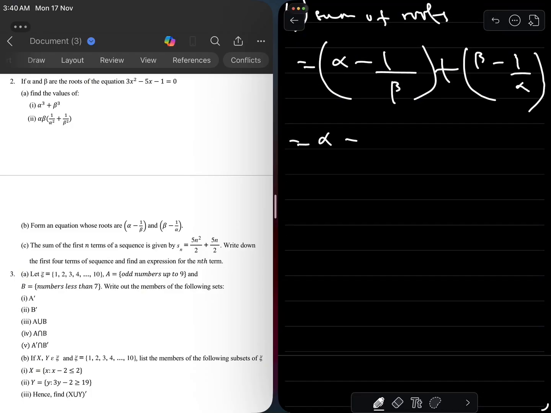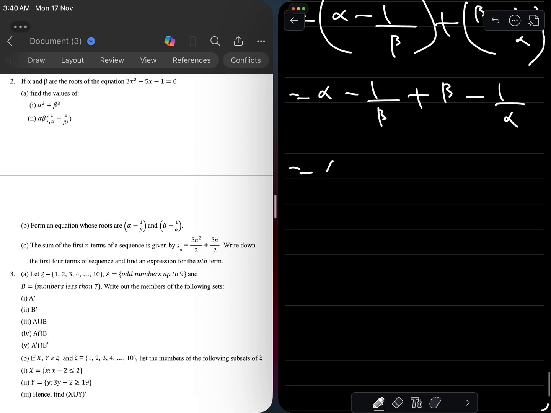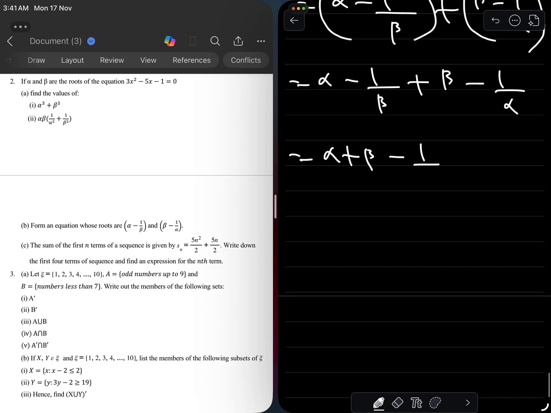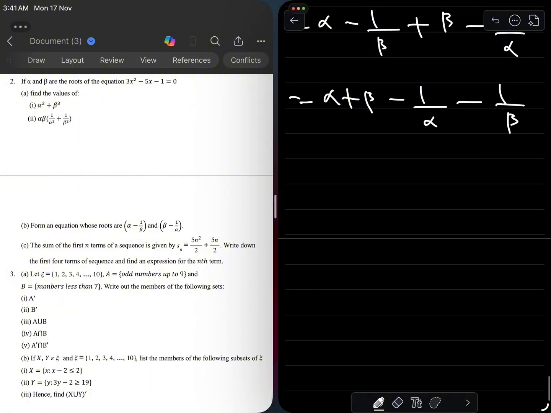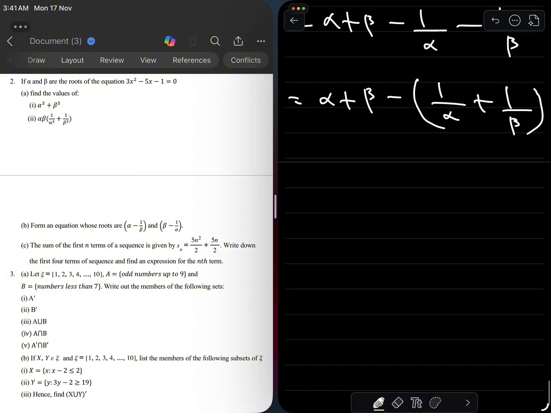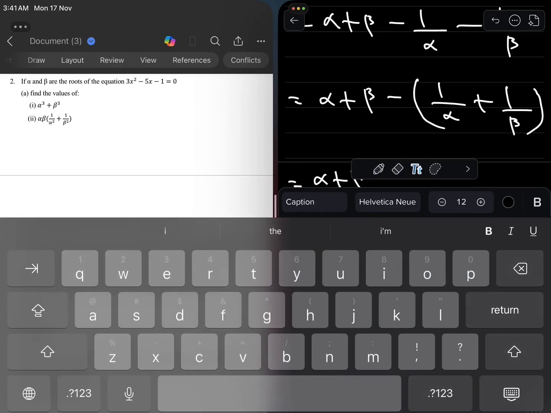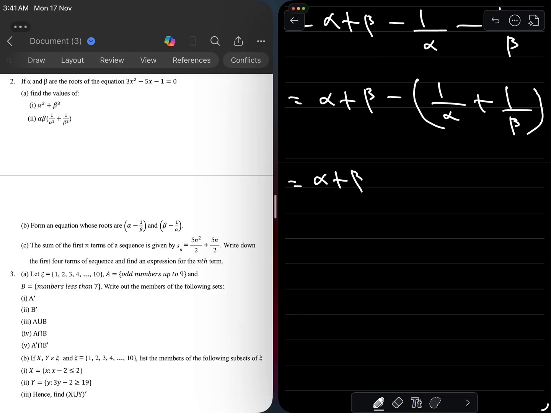That's equal to, let me open the brackets now, alpha minus 1 over beta plus beta minus 1 over alpha. And this simply means alpha plus beta minus 1 over alpha minus 1 over beta. I can rearrange that way. And that simply means alpha plus beta minus into bracket 1 over alpha plus 1 over beta.